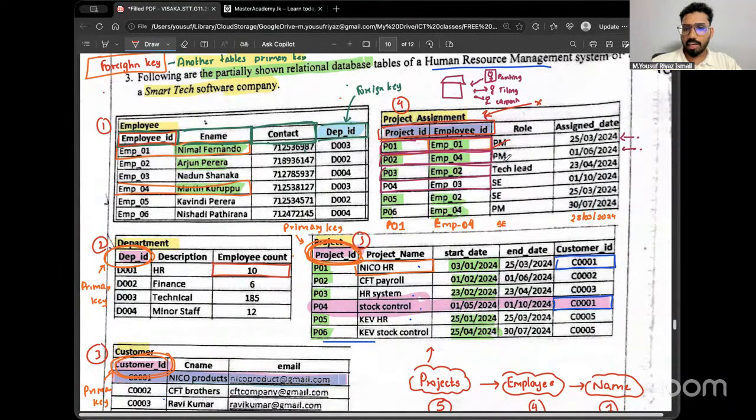Because, like I told you, he can work in two roles. Okay. If he's working in two roles, then I'll have one record with PM, another record with SC. But if he's replacing, then I will cut and change. If he's working for two roles, I'll have one record with PM, another record with SC. Now what can I do?